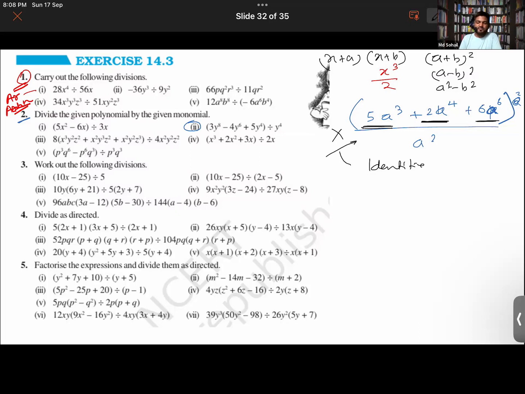Sir, I got my answer. Okay, what is the answer? 2 by 3 x square y. You were solving question number 4 right now. Yes, sir. 34 x cube y cube z cube upon 51 x y square z cube. These get cancelled. Okay, y is left here. It's 2 by 3 x square y. Yeah, that is correct. Okay, good.